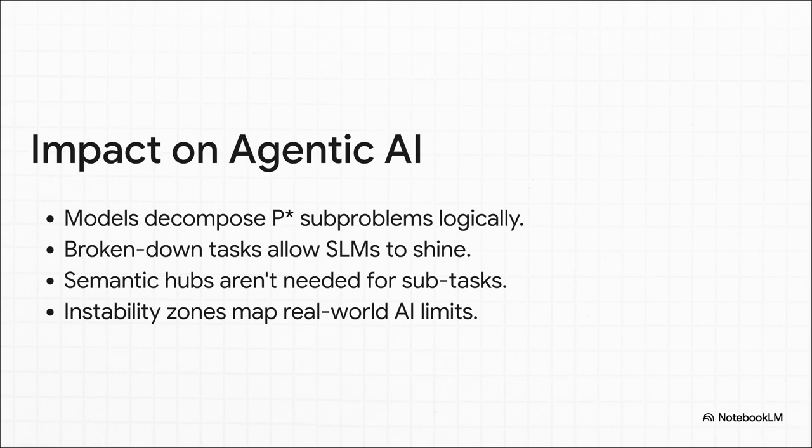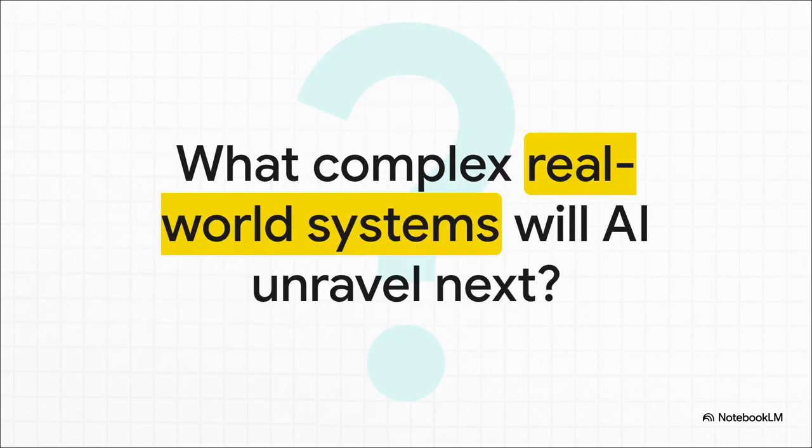On top of that, mapping out those binary instability zones is absolutely crucial. If we know exactly when and why a model suddenly snaps under complexity, we can actually build safe boundaries for real-world AI forecasting and high-stakes decision-making. Which leaves us with one massive, provocative question to chew on. As AI continues to master this kind of internal algorithmic simulation, literally running code and tracing complex graph topologies entirely within its own latent space, what complex, real-world systems is it going to autonomously unravel next?